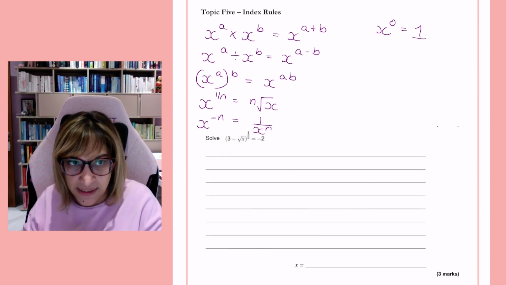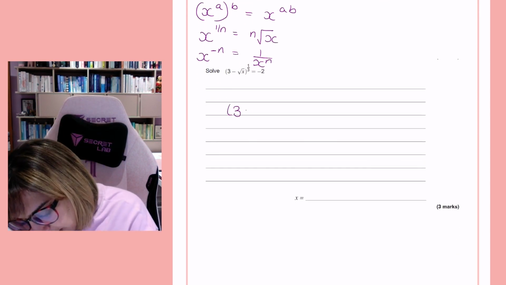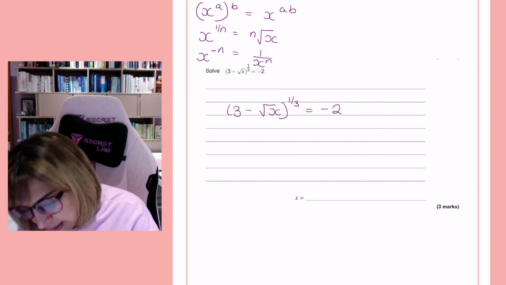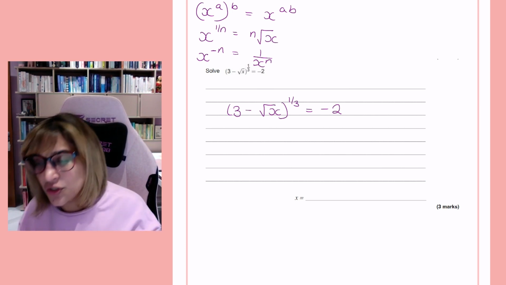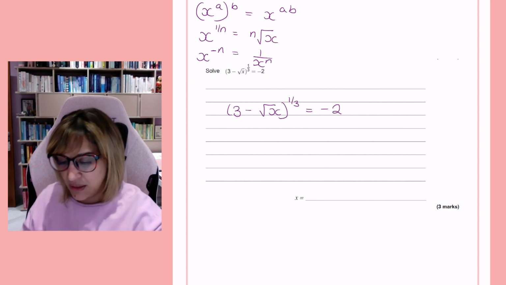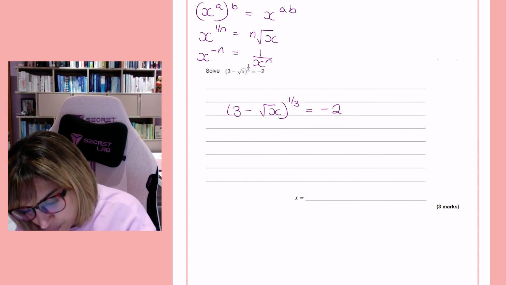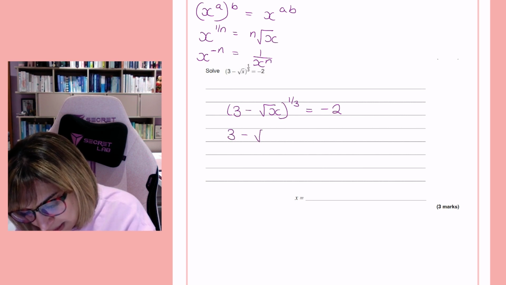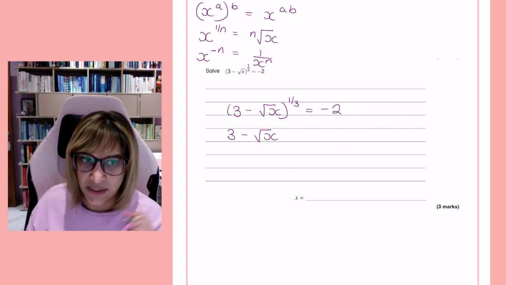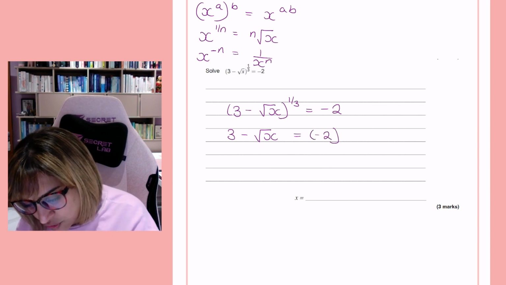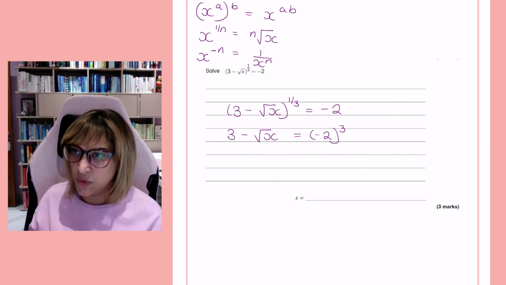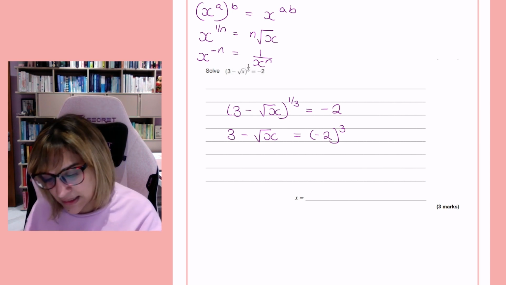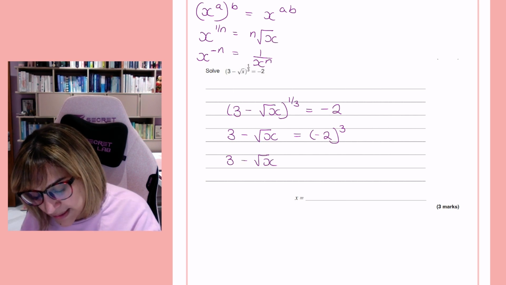So in this question here, you've got 3 minus root x to the third equals minus 2. Now, to the power of a third means the cube root. So what's the opposite of cube rooting? That's going to be cubing. So for both sides, I'm going to cube, which means it gets rid of the third on one side, and I've got minus 2 cubed. So we've got minus 2 times minus 2 to give us plus 4, times minus 2 to give us minus 8. So we get 3 minus root x equals minus 8.